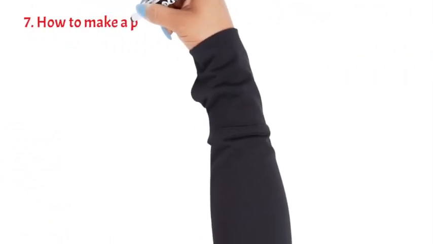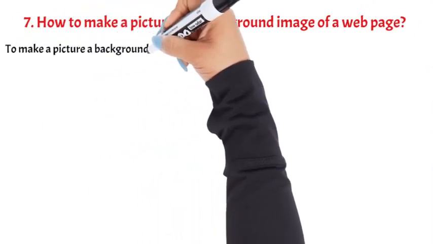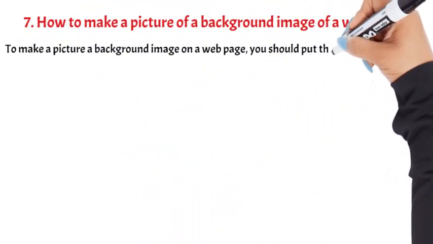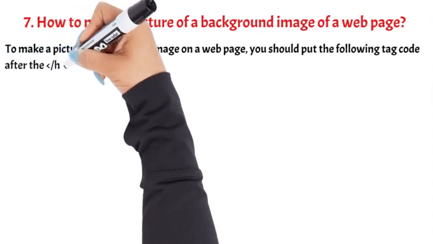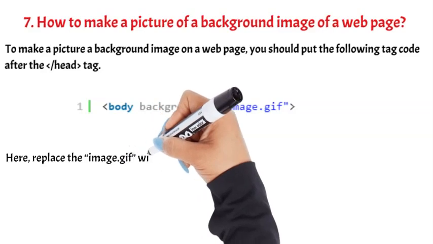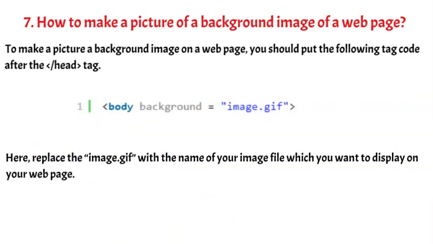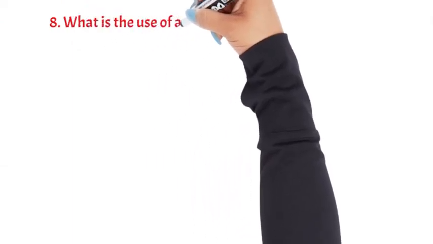7. How to make a picture the background image of a web page? To make a picture the background image on a web page, you should put the following tag code after the </head> tag. Here, replace the image.jpg with the name of your image file which you want to display on your web page.